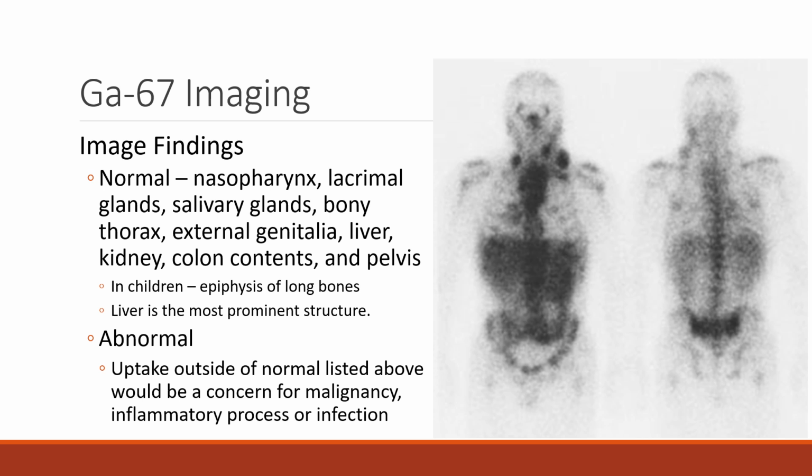So this is an abnormal image actually. The normal findings over here are nasopharynx, lacrimal glands, and so on. Abnormal is any activity that's listed outside of the normal. And this is actually a person that has lymphoma. If you can see the laser pointer here, all these areas in the chest and neck where you see hot spots is where the lymphoma is.